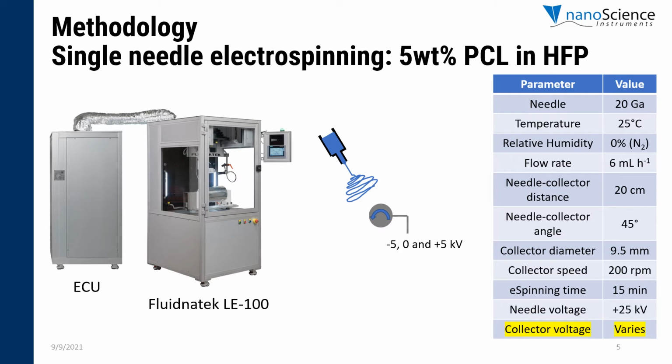The rotational speed of the mandrel, a 9.5 mm mandrel, was 200 rpm, and the spin time was 15 minutes per sample. The main variable studied for this solution was the effect of the collector voltage on thickness and porosity, which we're going to be presenting in the next slides.